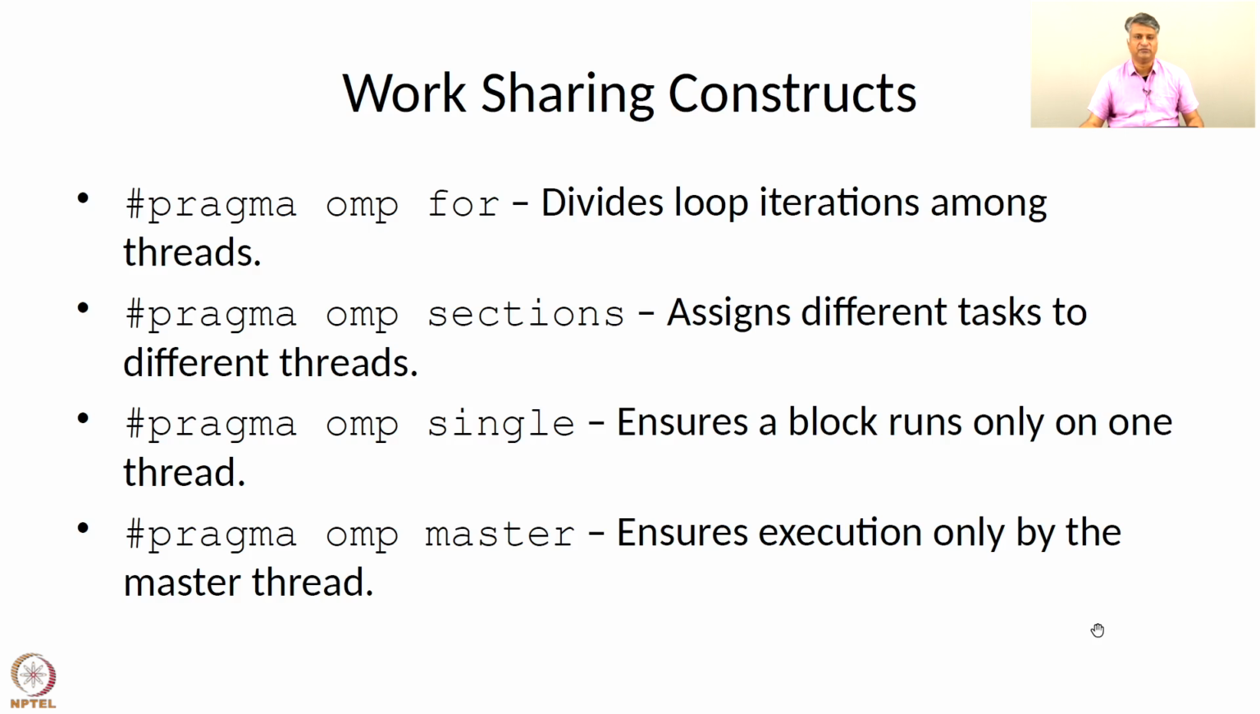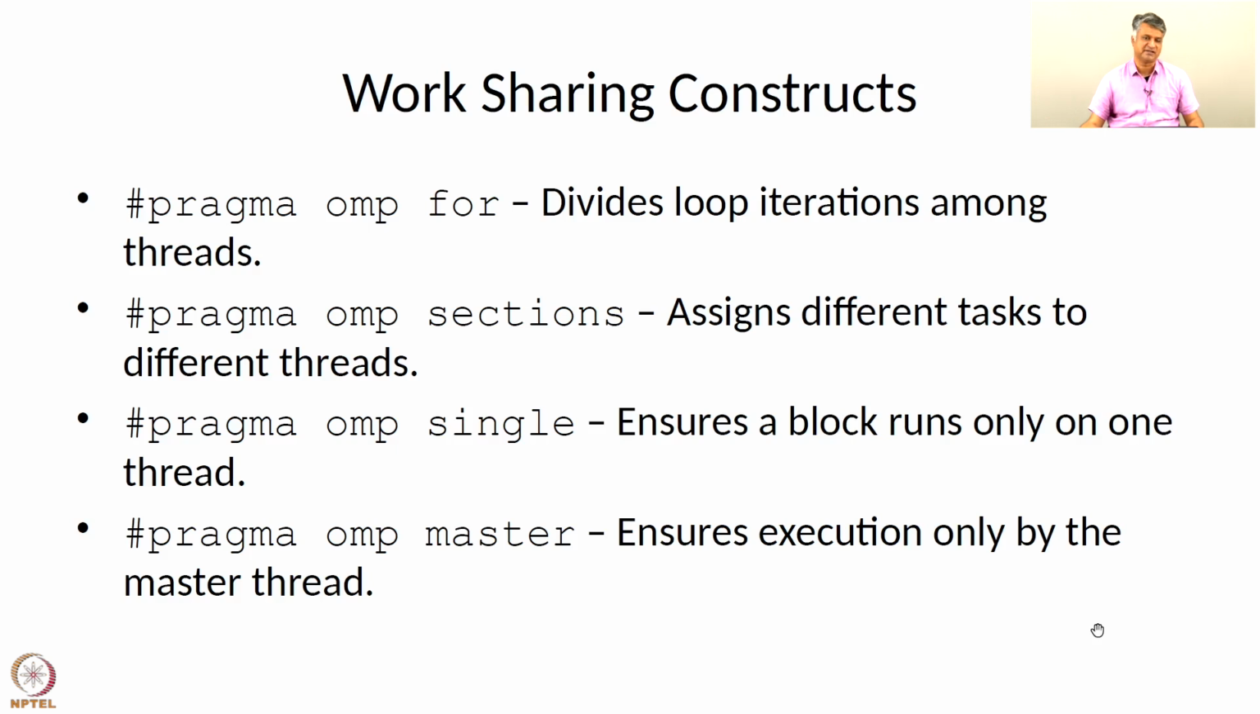Then how do we have the work sharing constructs? The #pragma omp for divides loop iterations among threads. For example, if you have 4 threads and you have a loop where the index goes from 1 to 100, the threads will divide the loop based on the 100 iterations it needs to do. Each thread will be given 25 iterations.